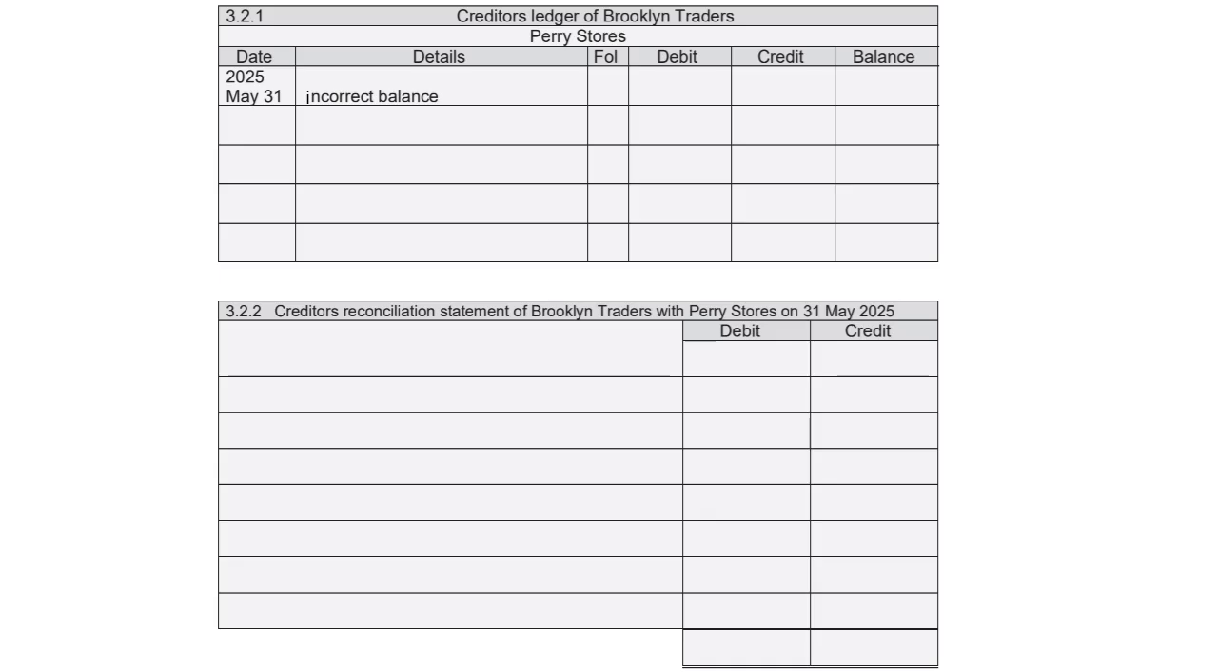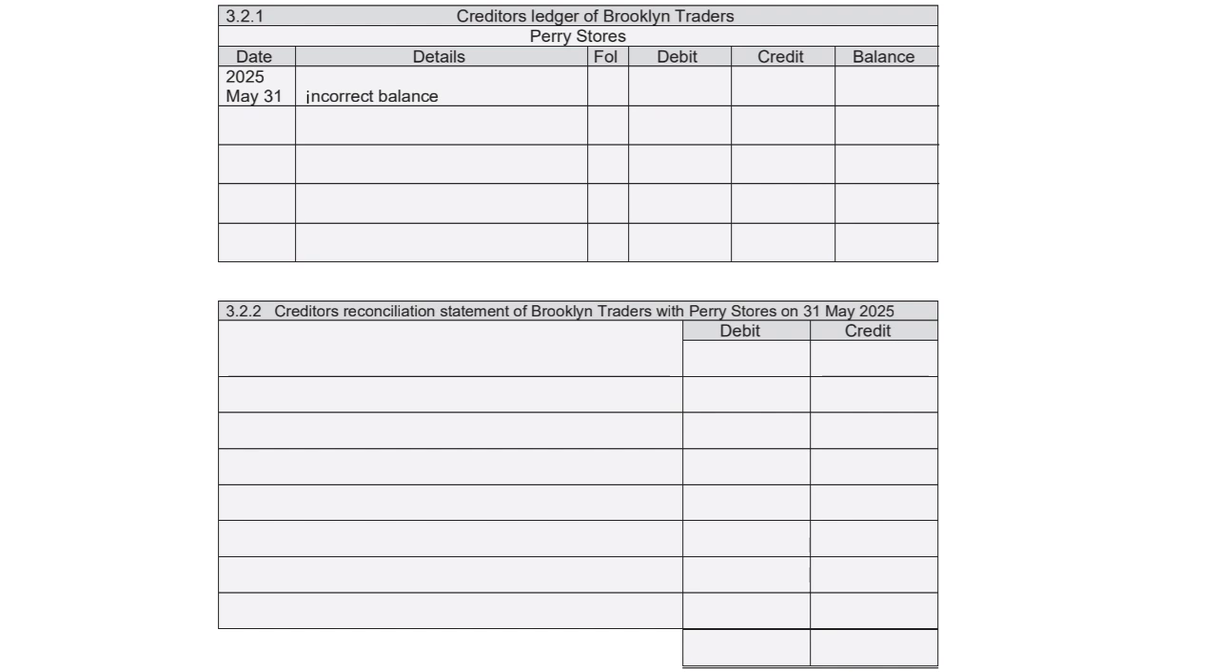The first step is to enter our opening balance for our creditors ledger, which we know will be our incorrect balance. And then we're also going to enter our balance in our creditors reconciliation statement. So if you go to additional information number 2, you will see that your creditors ledger of Brooklyn Traders ends with a balance of 37,000.